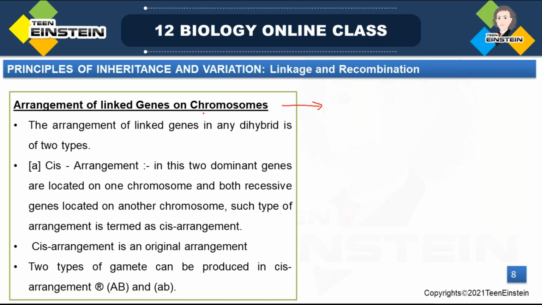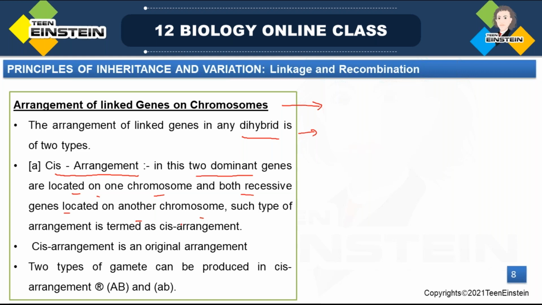So the arrangement of linked genes in any dihybrid is of two types. In any dihybrid, you will get two types of arrangements of genes. The first one is cis arrangement. What is cis arrangement? In this, two dominant genes are located on one chromosome and both recessive genes are located on another chromosome. There is cis arrangement and trans arrangement.